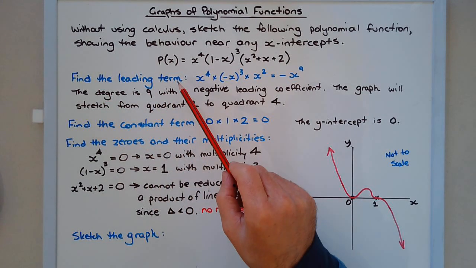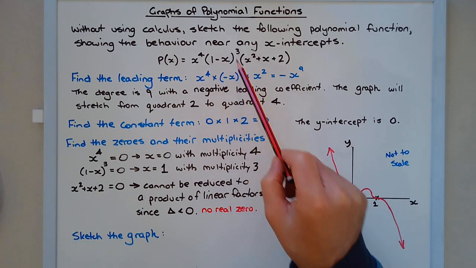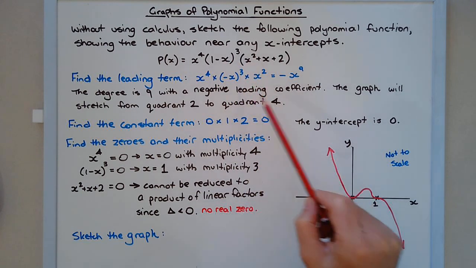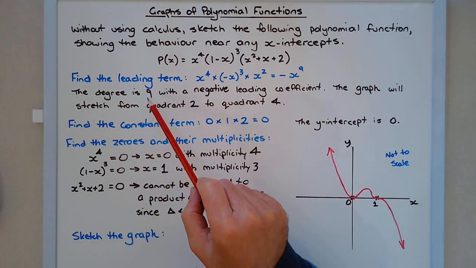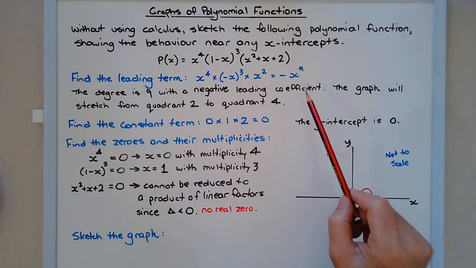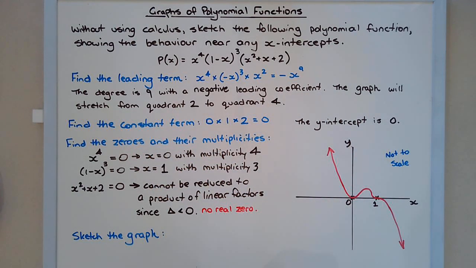First, find the leading term. x to the power of 4 multiplied by negative x all cubed multiplied by x squared equals negative x to the power of 9. The degree is 9, so it's an odd degree with a negative leading coefficient. The graph will stretch from quadrant 2 to quadrant 4.